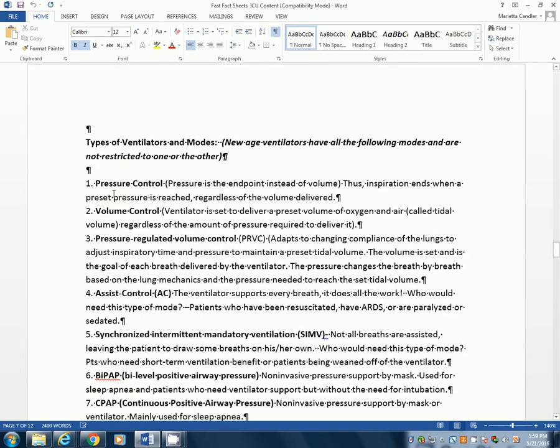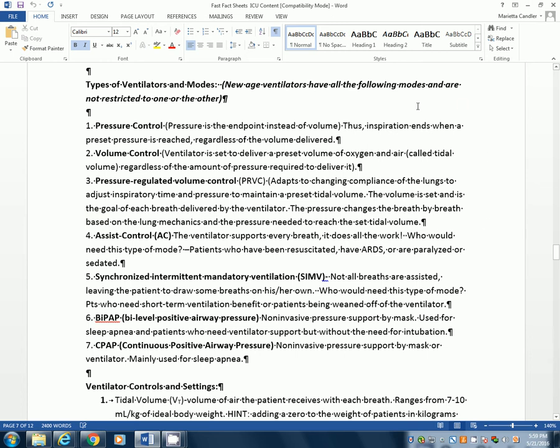So you've got types of ventilators and modes. The new age ventilators actually have all the following modes and are not restricted to just being one type or another. They are very small now. There's an excellent picture on page 617 that shows you an actual ventilator setting. And all the settings are right there on almost like a laptop experience or computer screen. So we don't have these big bulky machines that we used to have years ago. They are quite condensed now. So when we're talking about types of ventilators, and then we're going to talk about modes of ventilators, these first three are considered types of ventilators.